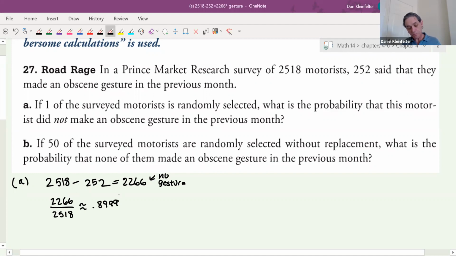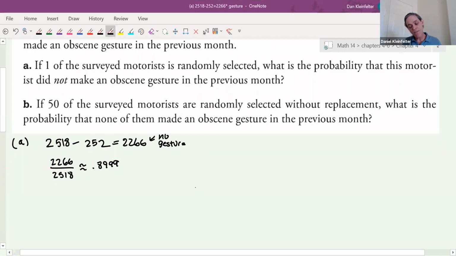Okay. All right, so that's the probability if we take one of these 2,518 persons, the probability that they didn't make this gesture. Okay, now it says if 50 of the surveyed motorists are randomly selected without replacement, what is the probability that none of them made an obscene gesture in the previous month?